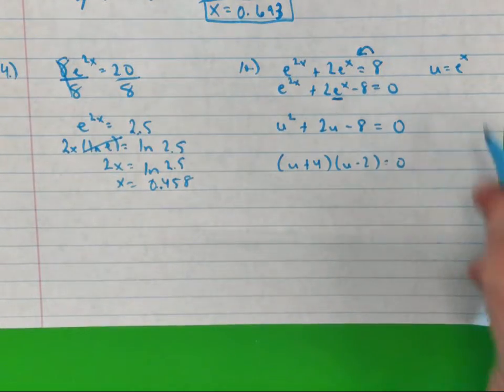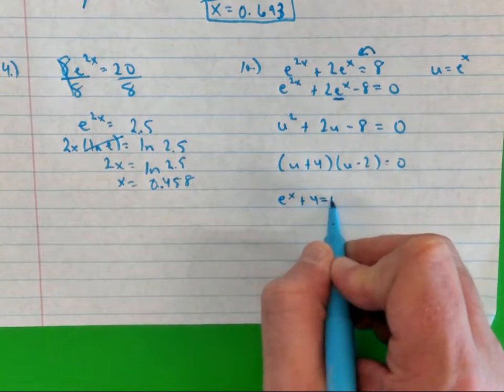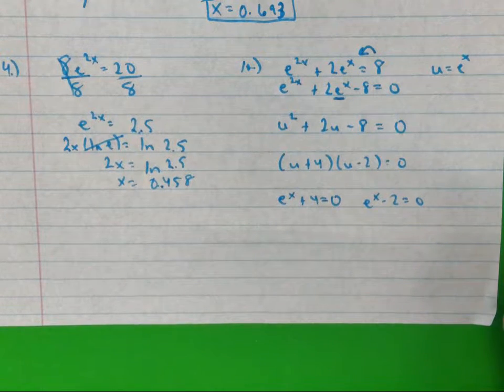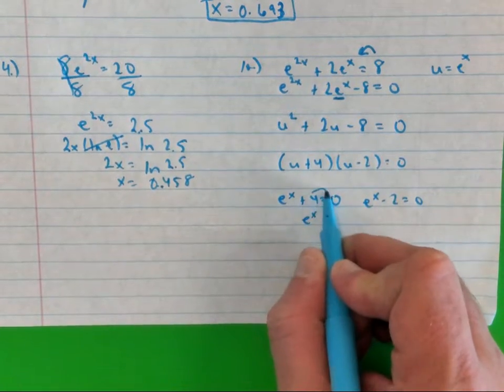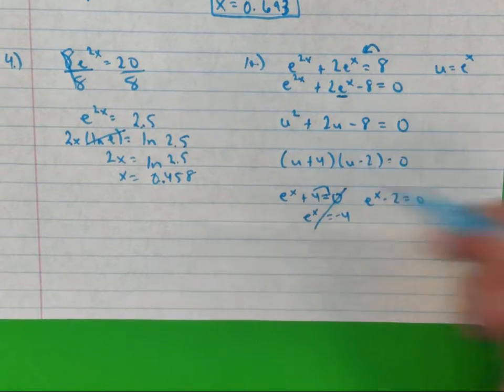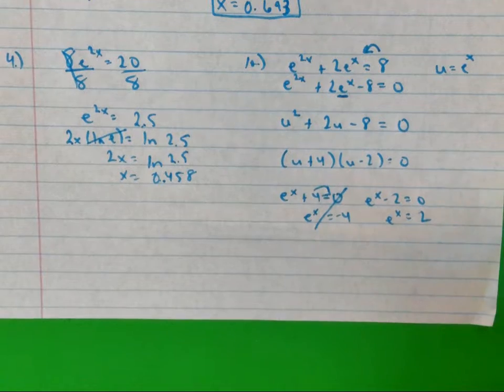Now once you get to that, I can go back in there and plug in e to the x. So e to the x plus 4 equals 0, e to the x minus 2 equals 0. Here I move the 4 over, it becomes a negative 4. Could you really stop right there? Yes. You're not going to be able to solve that. e to the x equals 2.